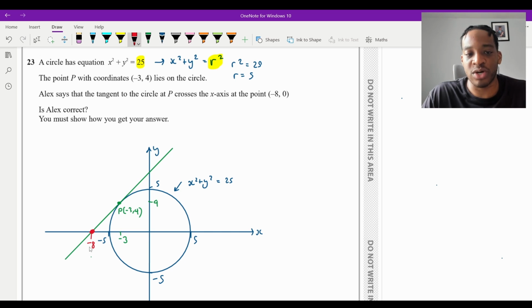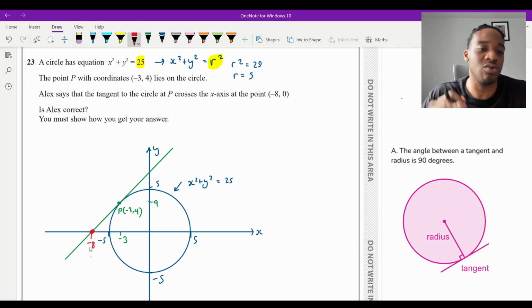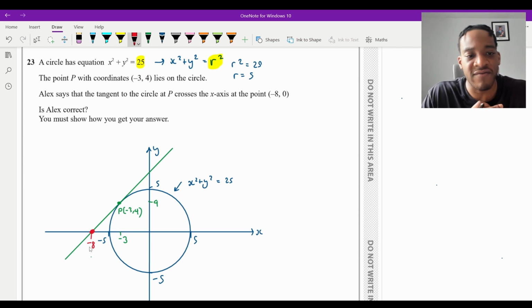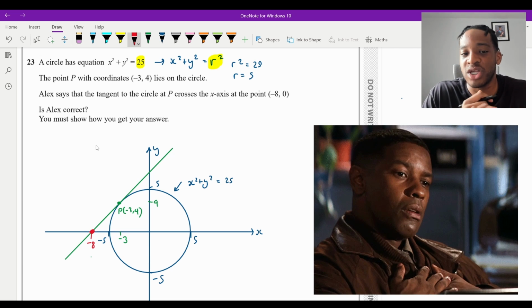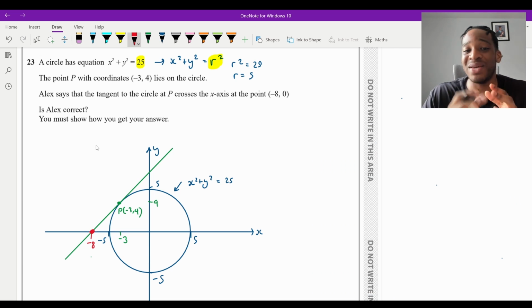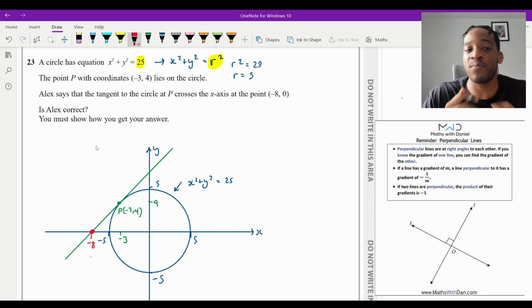Now, this question, as I said before, comes up a lot. There's a couple of things you need to know. You need to remember the general formula for the equation of a circle. You also need to remember your circle theorems, right? There's a circle theorem that states that the tangent to a circle and the radius meet at a 90-degree angle. And the last thing you need to remember is perpendicular lines, right? When two lines are perpendicular, the gradients are the negative reciprocal of one another.